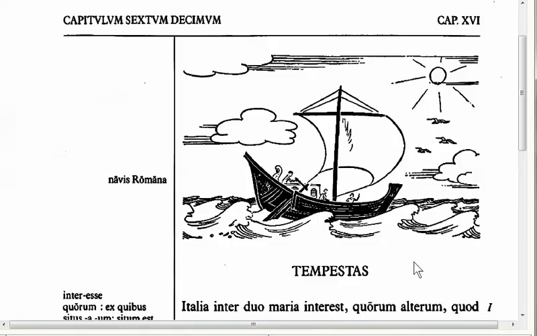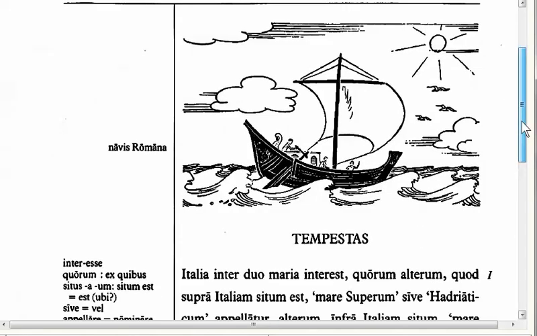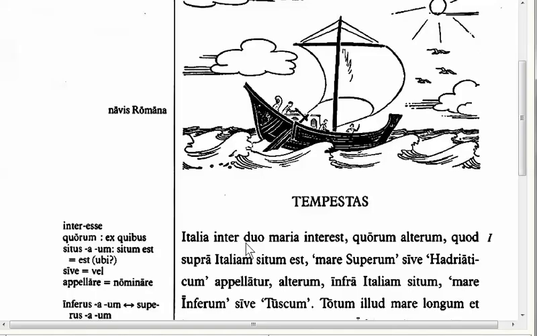The first feature I want to point out is in line 1. We have Italia inter duo maria inter est, quorum alterum quod supra Italiam situm est, mare superum sive Adriaticum appellatur, alterum infra Italiam situm, mare inferium sive Tuscum. So we have Italy is located between two seas, the one which is situated above Italy is called either the Mare Superum, the sea that's above, or the Adriatic. The other one, the one situated below Italy, is called either the Lower Sea, Mare Inferium, or the Tuscan Sea.